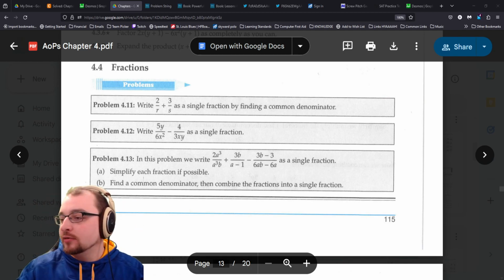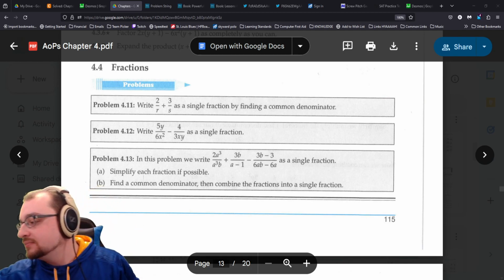Does have something to do with what we were reviewing earlier. That made those problems a little tricky.